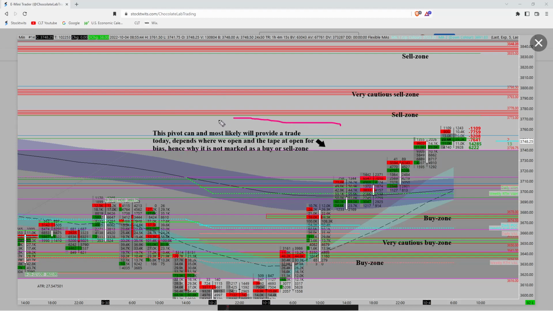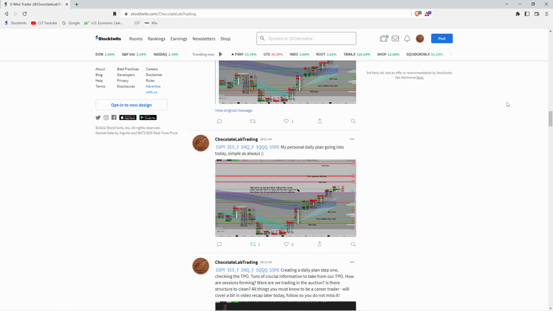This pivot can and most likely will provide a trade today, depends on where we open, and the tape at open for bias. Hence why it's not marked a buy or sell zone. So yeah, price action is trying to break out of the balance. We have to see if buyers are going to hold the top of the balance area and support a further move higher, or if bears are going to put a ceiling and accept price back into balance, right?